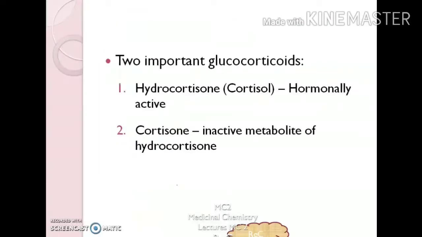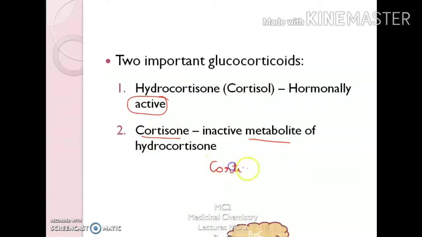Now we'll come back to glucocorticoids. We said that there are two glucocorticoids: hydrocortisone, otherwise known as cortisol, which is the hormonally active hormone, and the other one, cortisone, the ketone form. The ketone form is an inactive metabolite of hydrocortisone.